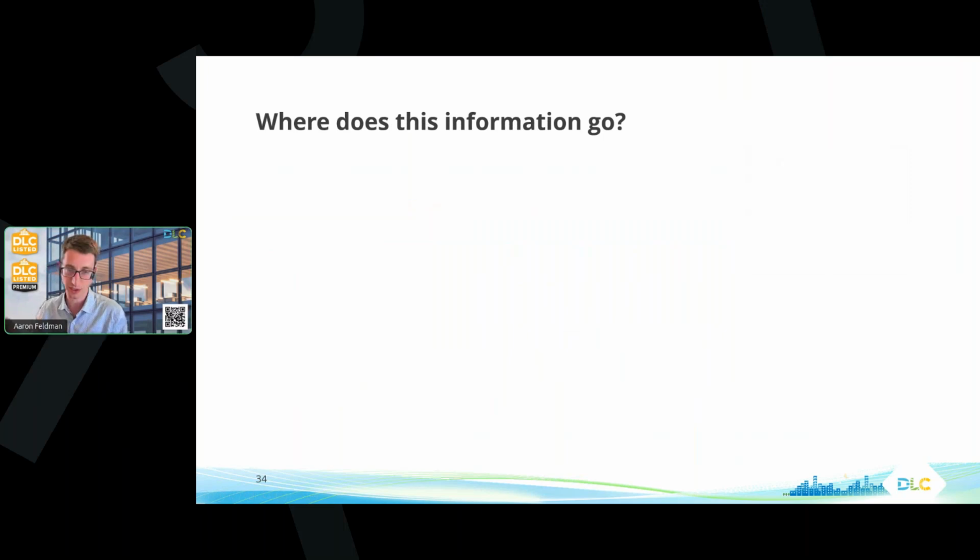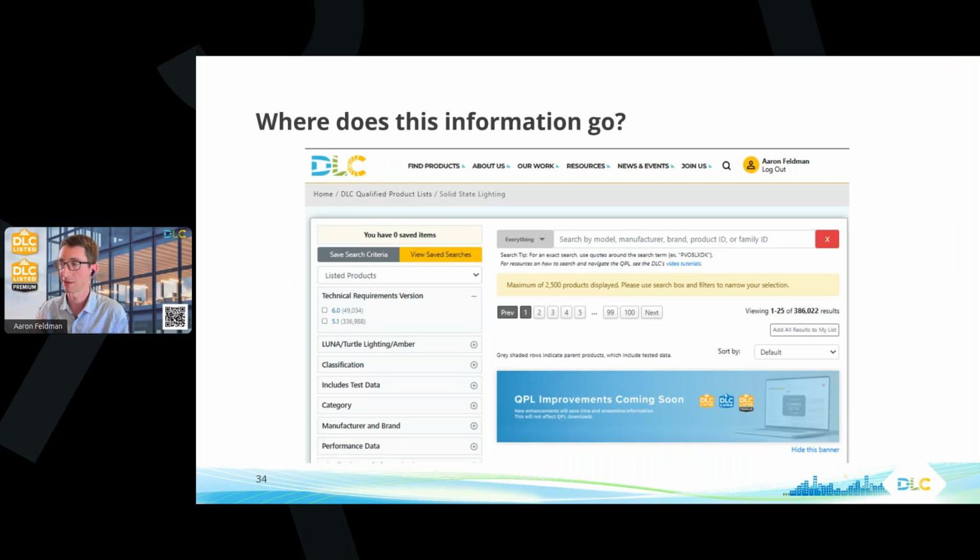So where does all this information go once you get these controls submitted and products qualified to premium? QPL, of course. And coming soon. If you go to the QPL today, you may see this banner that says QPL improvements coming soon. I'll be going through a couple early previews of those improvements and updates.